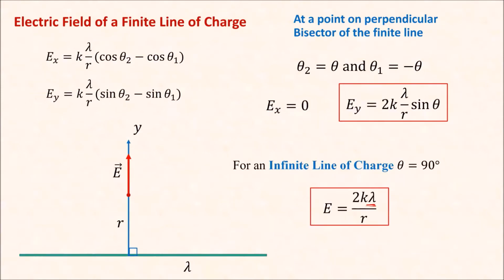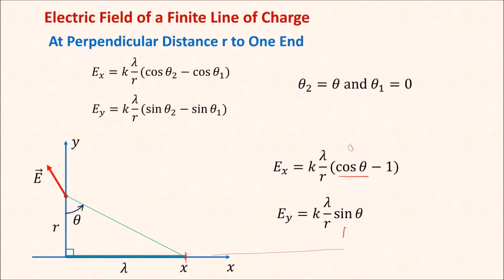All right. If you let L go to infinity, meaning the line is infinite now, sine theta becomes 1, so it becomes 2K lambda over R. This is the formula that you find in your book. This formula is not in your book. So this is for an infinite line of charge with uniform linear charge density over the line.